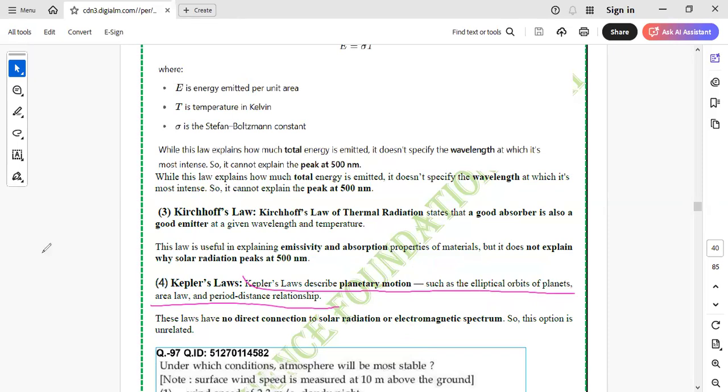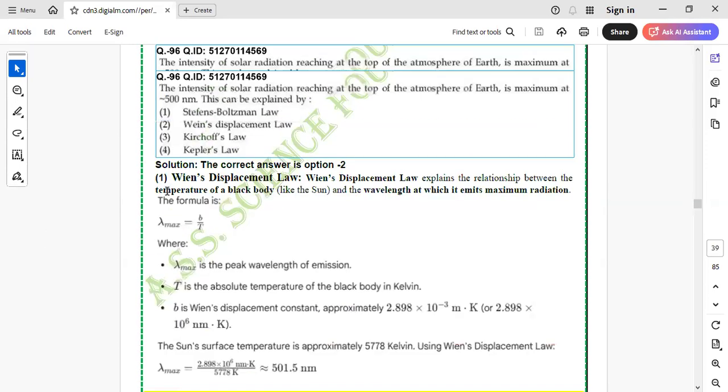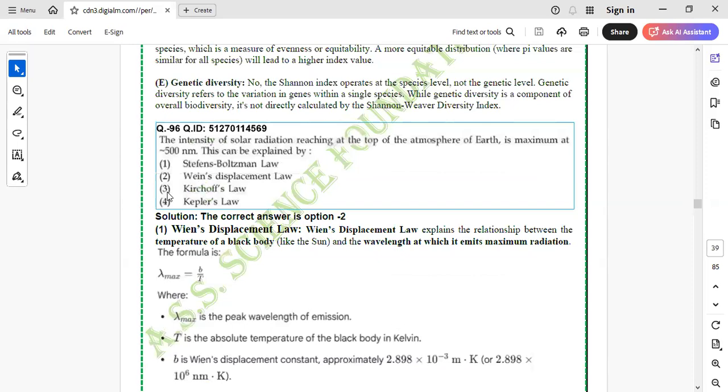So correctly going, you could have easily analyzed that this is none other than Wien's displacement law. So the correct answer for 96 is Wien's displacement law. Correct answer is Wien's displacement law. Is that clear to each and everyone? Quickly, guys. जल्दी से बताएंगे. Anyone having any doubt in question number 96? Clear?